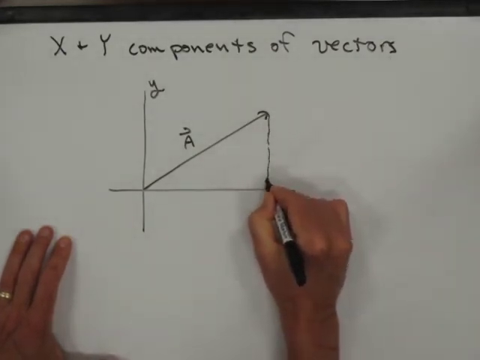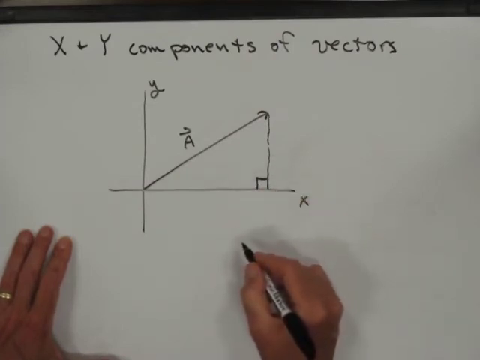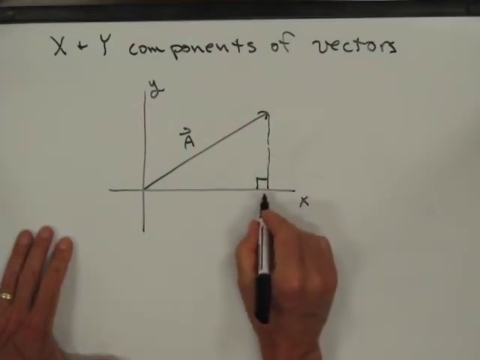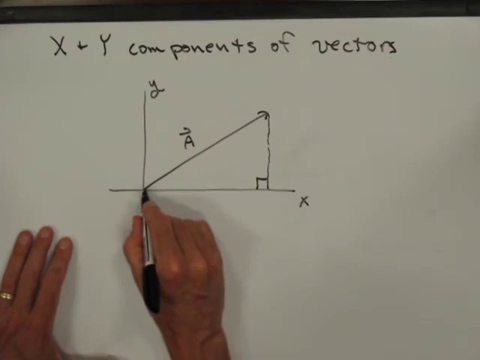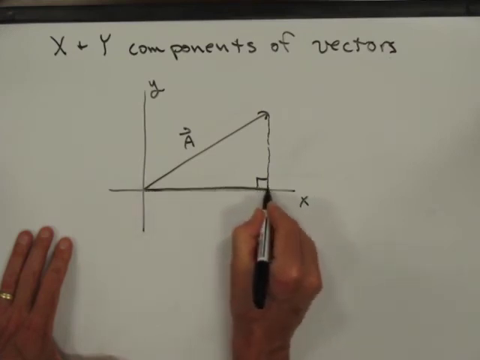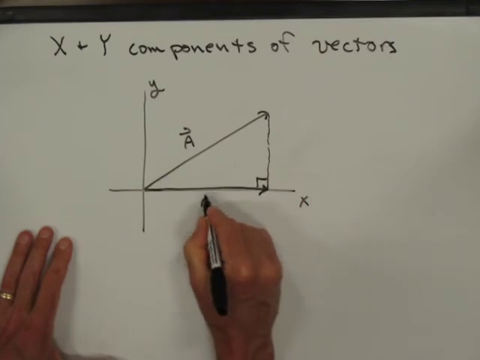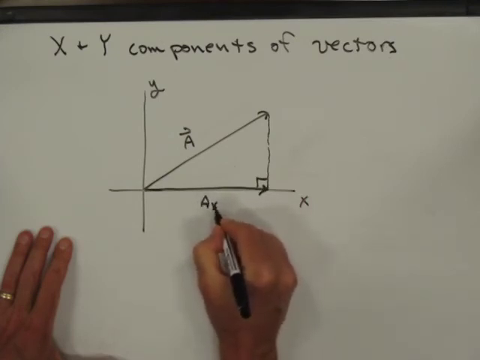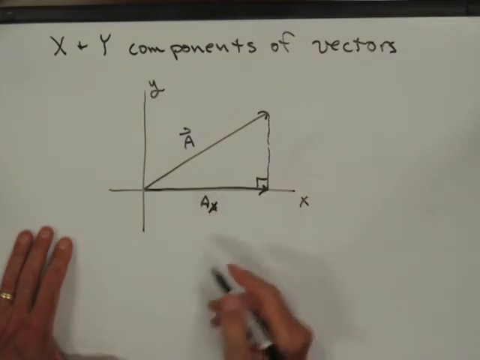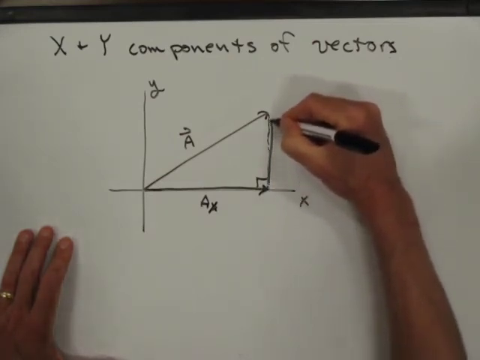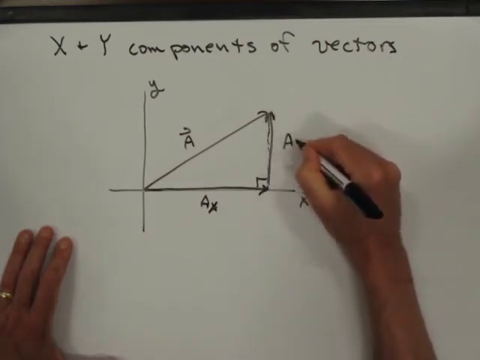I usually pick the x-axis, but I don't have to. That's a perpendicular line to an axis. And then if I go from the origin to the point where that line meets the axis, this is called the x component of A, usually abbreviated A sub x. This piece, the vertical part here, is called the y component, A sub y.